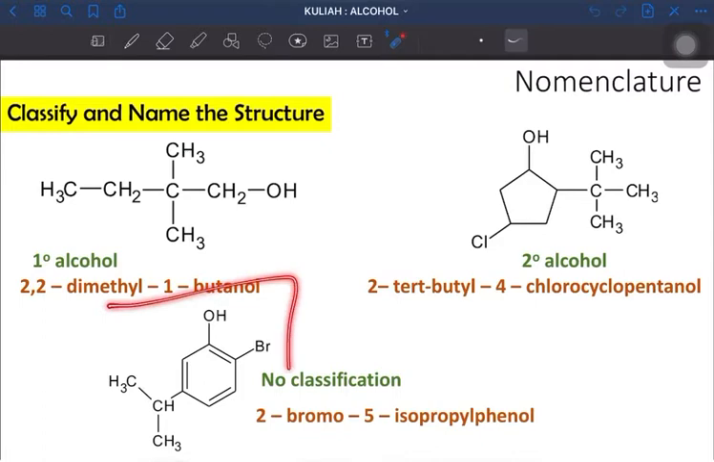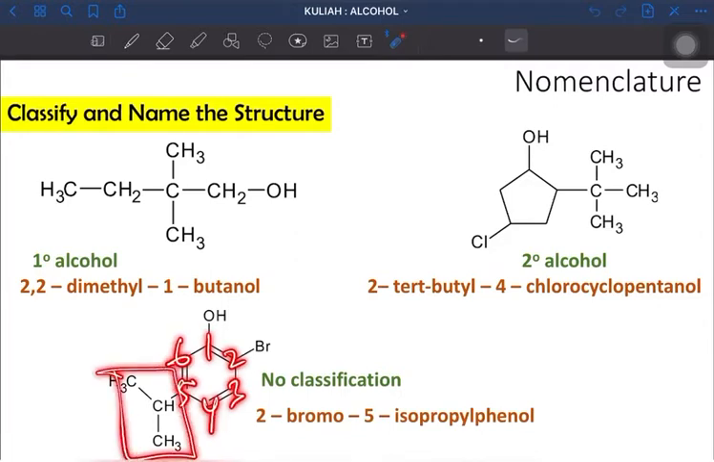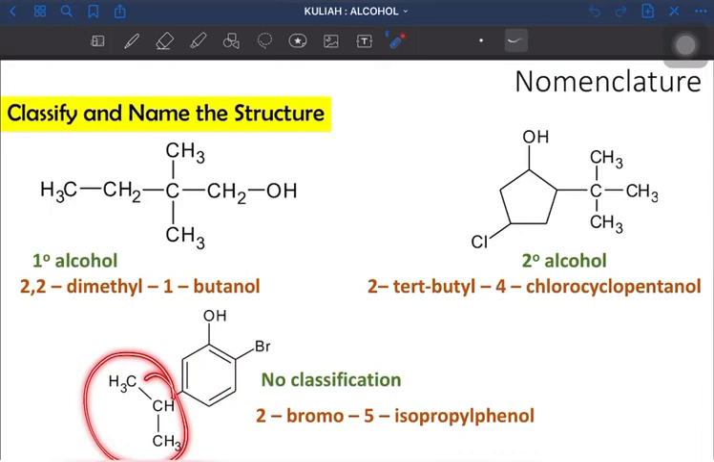Okay, for this one, we have this OH attached directly to the benzene ring. So this is the phenol. And then now we want to start numbering from the carbon yang ada OH. So 1, 2, 3, 4, 5, 6. Okay, so at carbon number 5, we have this isopropyl. Okay, and then here we have bromo. So B dulu baru I. So 2 bromo, 5 isopropyl phenol.